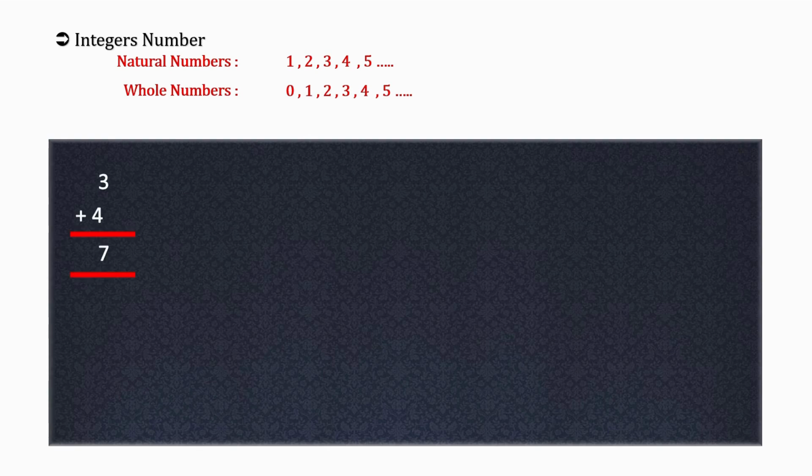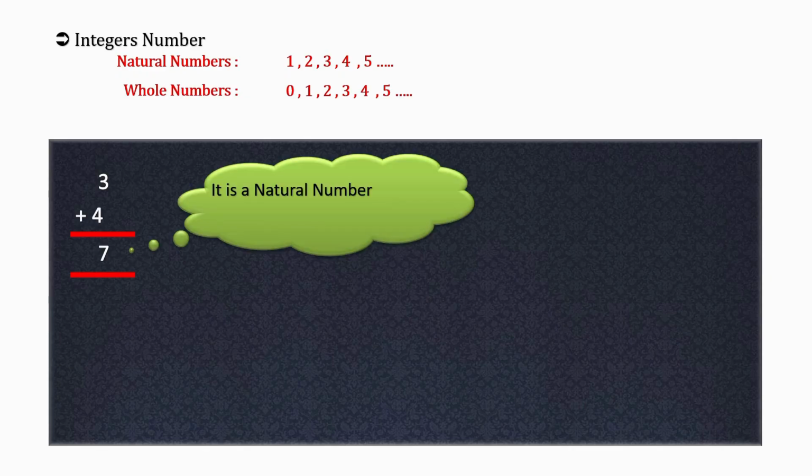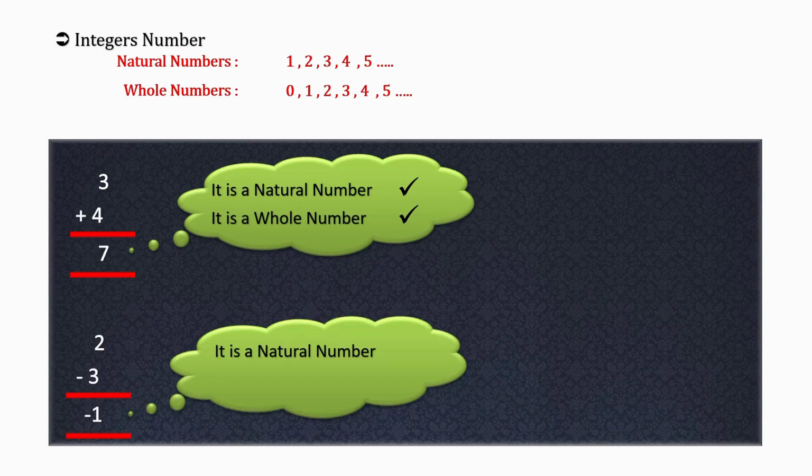Three plus 4 gives us 7. It is a natural number. It is also a whole number. 2 minus 3 gives us minus 1. Is it a natural number? No. Is it a whole number? No. So there came the concept of integers, which include whole numbers as well as the negative numbers.